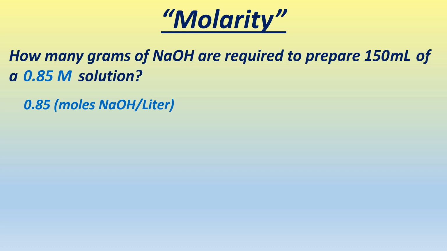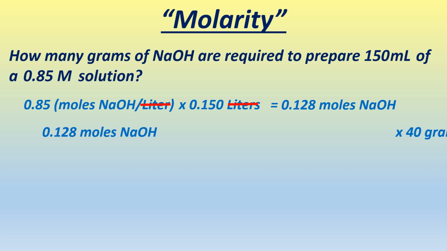Molarity is moles per liter. However, I have volume given in milliliters. So first of all, 150 milliliters is 0.15 liters. One is multiplying because moles per liter times liters cancels the liters and gives 0.128 moles of sodium hydroxide.